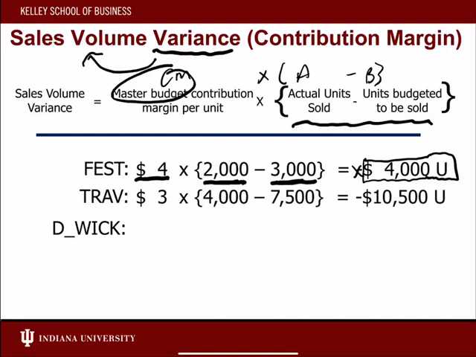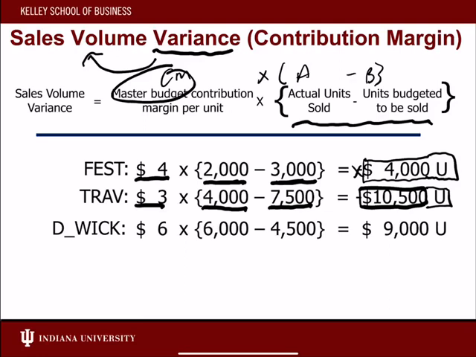So we can repeat the process for travel. We see that this equals $10,500 variance. Well, we planned on 7,500. We actually sold 4,000. We dislike selling less, so that must be an unfavorable variance. Do it for our high contribution margin product. Here we had 4,500. We actually sold 6,000, so we have a $9,000 variance. Oh, whoops, see? This says unfavorable, but if we step back, we planned on selling 4,500, but we sold 6,000. So we like that. So this is actually a favorable variance.